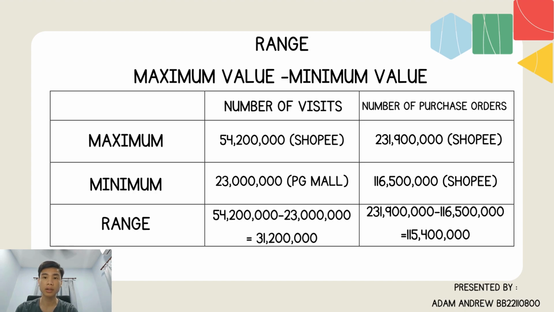I will present part 4, which is the measures of dispersion between the two metrics. Firstly, to find the range, you need to find the highest and the lowest value for the traffic and the conversion. After that, we subtract the lowest value from the highest value to get the answer. We can see that the range of the number of purchase orders is considerably greater, which is 115.4 million, suggesting a more widespread distribution of values than the range of the number of visits of 31.2 million.